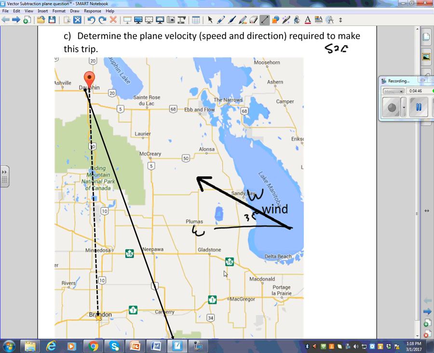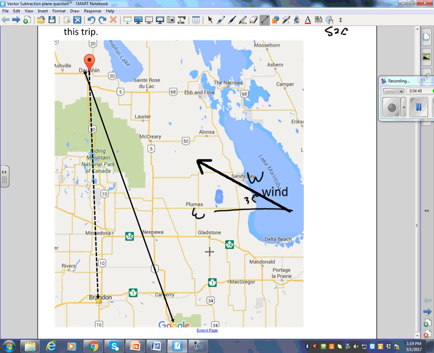Now, again, I'm going to point out, you don't actually get in your plane, fly right at Carberry, go past it, and then make a hard right and go to Brandon. It doesn't work that way. Why? Because you're going to aim that way, but the wind is going to continue to push you. So you're actually going to go along that dotted line.